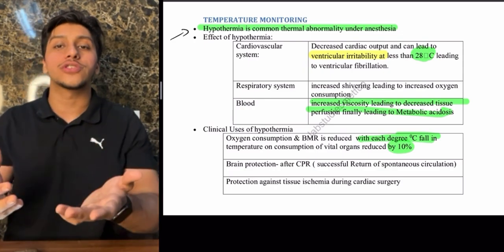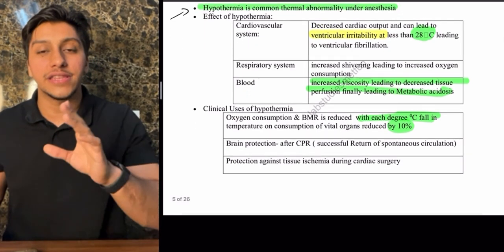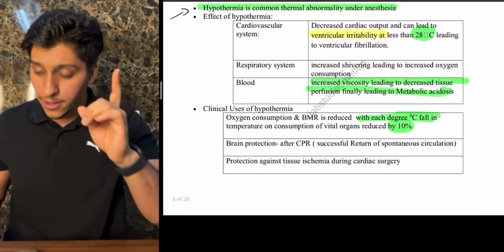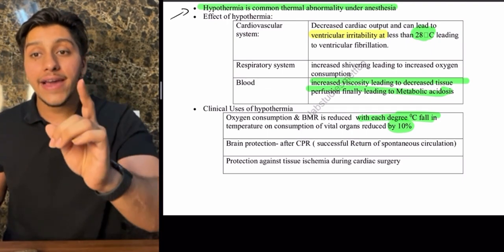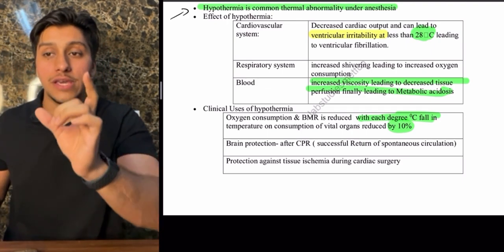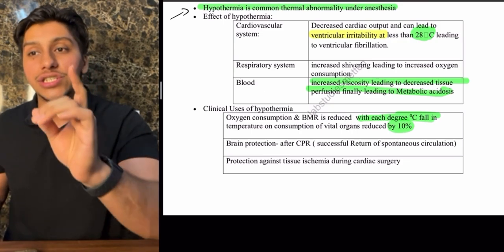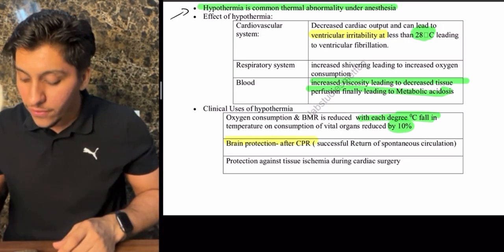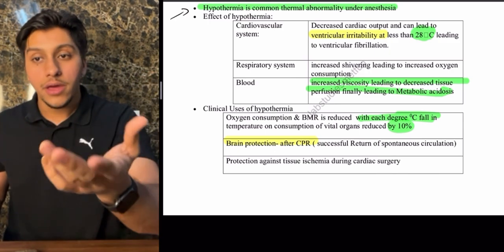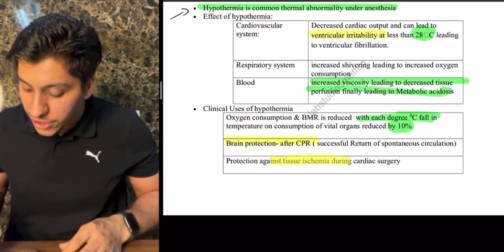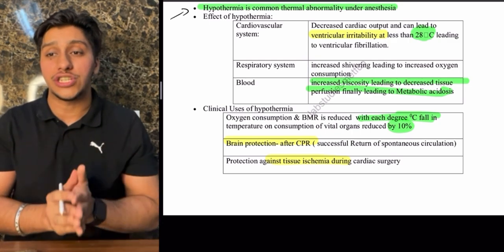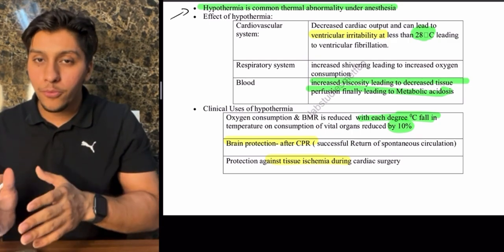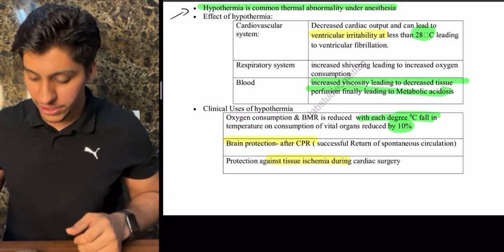What are the clinical uses of hypothermia? We have already discussed this in the management of raised ICT as well. But over here also you can use it, as the oxygen consumption and the BMR are reduced by around 10% with each degree fall in temperature. It gives brain protection at the time of CPR, and along with that, it can help reduce the chances of tissue ischemia during cardiac surgery. So there are pros as well as cons with respect to temperature.